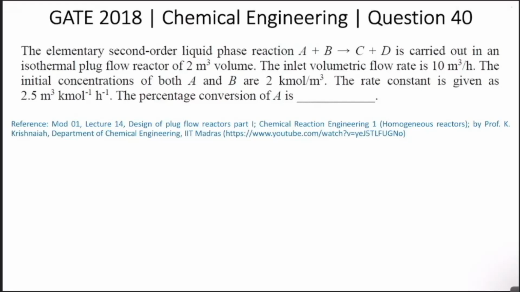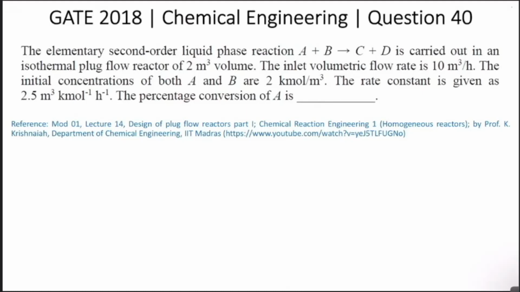The initial concentrations of both A and B are 2 kilomole per meter cube and the rate constant is given as 2.5 meter cube per kilomole per hour. The percentage conversion of A is dash. So this is a question from ideal reactors part in chemical reaction engineering, and the reference NPTEL series can be found in module 1 lecture 14 design of plug flow reactors part 1 chemical reaction engineering 1 homogeneous reactors by Professor K. Krishnaiah, Department of Chemical Engineering, IIT Madras.